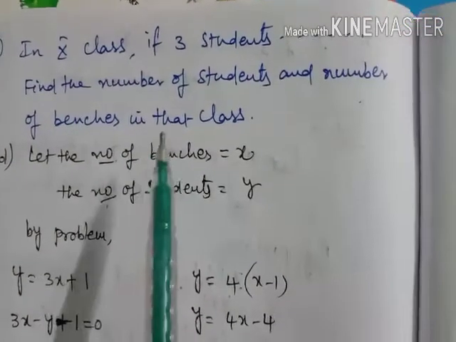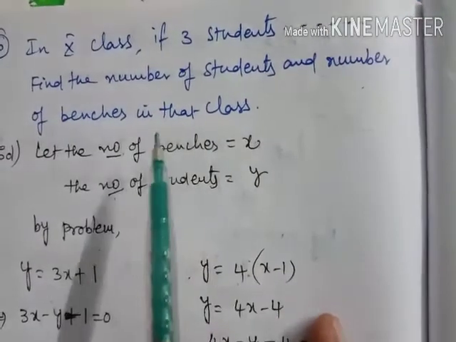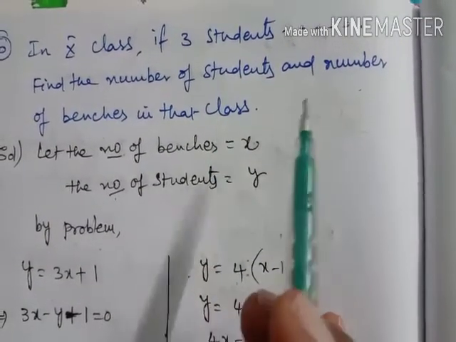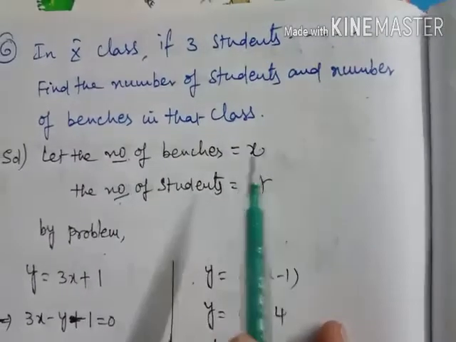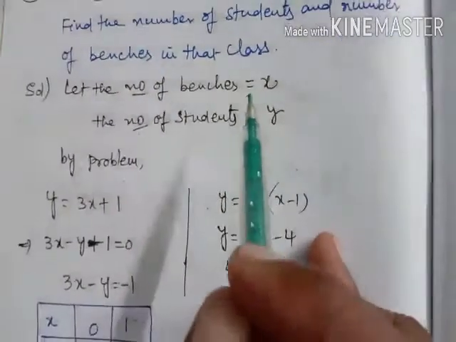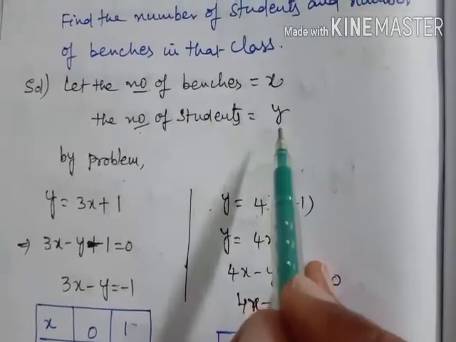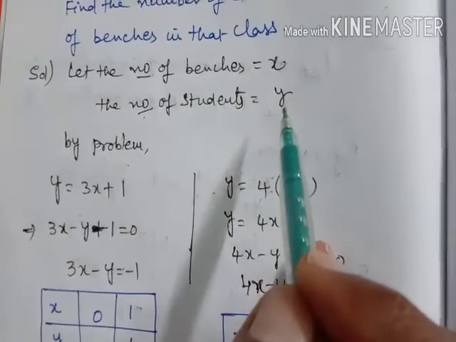In a class 10th, if 3 students sit on a bench, 1 student will be remaining. If 4 students sit on a bench, 1 bench will be remaining. Find the number of benches and the number of students, like this is the question. So we don't know the number of benches, we don't know the number of students. I am taking x and y for assumption.